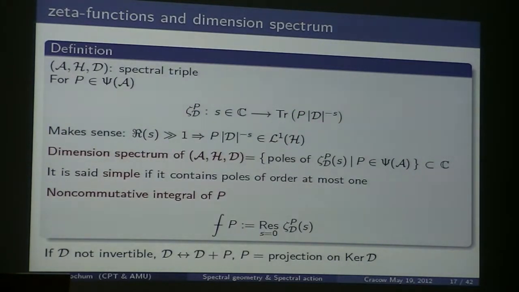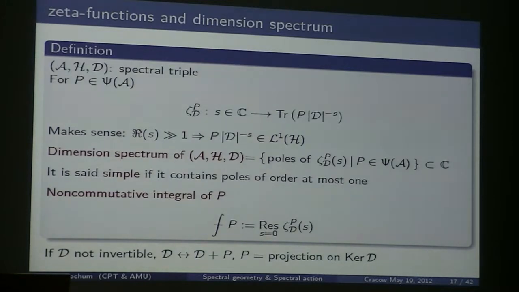Okay, so for a manifold you have a notion of dimension. Here the notion of dimension is replaced by dimension spectrum, which is a set of points in the complex plane. Okay, and it will be said to be simple if all poles are of order at most 1. And then now you are ready to define a non-commutative integral of a pseudo-differential operator, P. It is defined as before by Wodzicki, but here it's a generalization by this formula, okay.